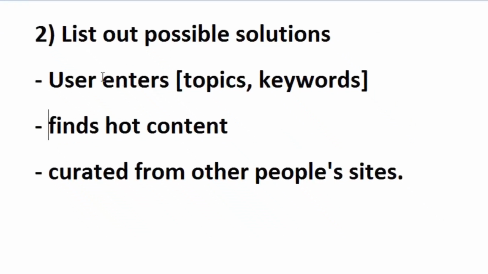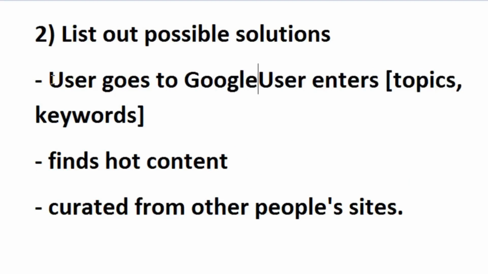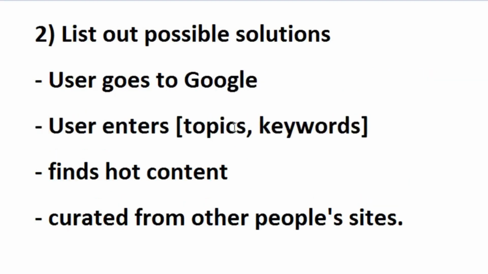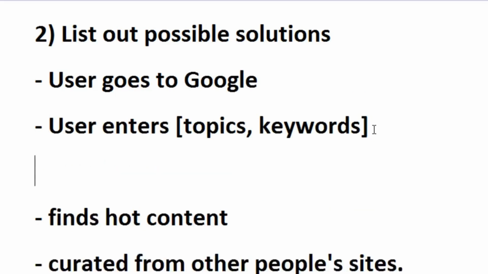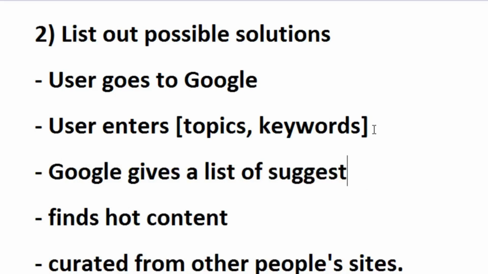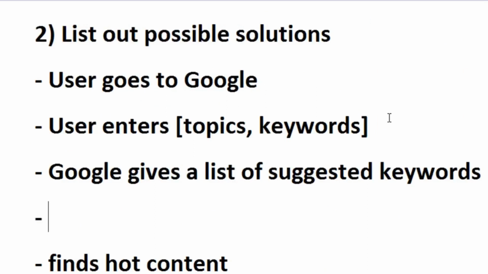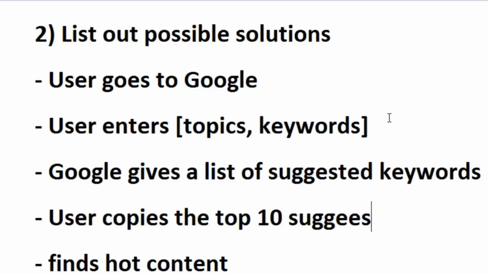Okay, so user enters topics and keywords. Let's say user goes to Google. And I'm gonna rewrite this in a minute, but let's just make it simple. User goes to Google, user enters topics and keywords. Google gives a list of suggested keywords, suggestions, and the normal process is that the user copies the top 10 suggested keywords.